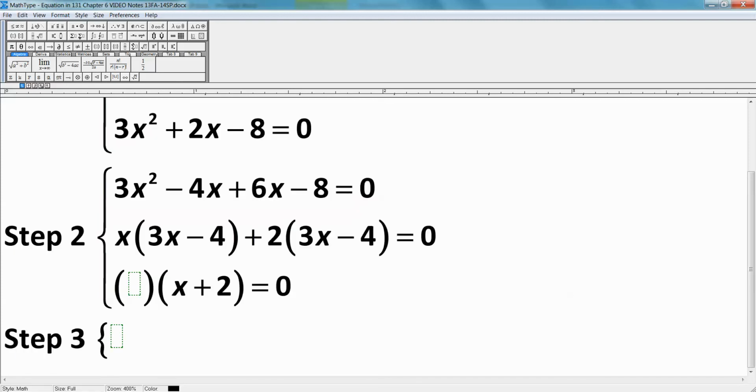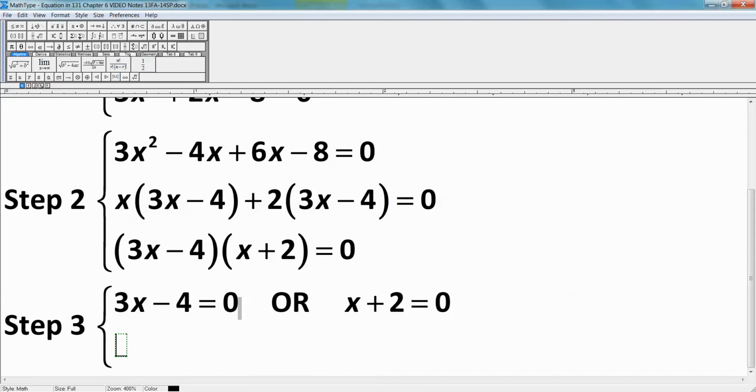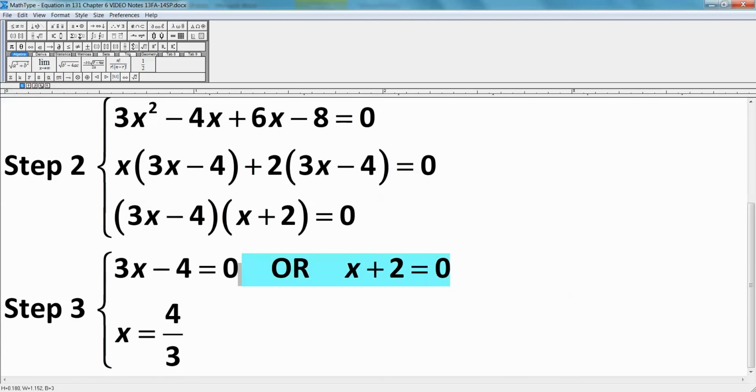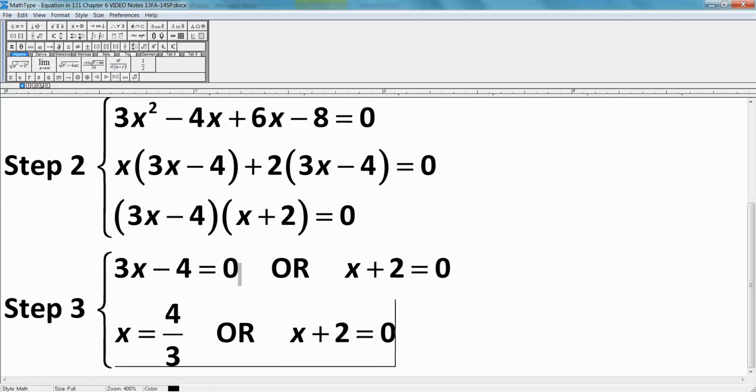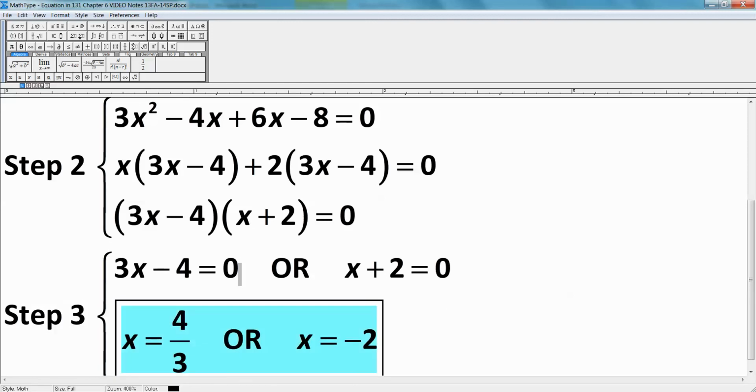So I say, okay, it's either 3x minus 4 equals 0, or x plus 2 equals 0. This first one will take a little bit of work. You're going to have to add 4. So 3x equals 4, so x is equal to 4/3. Or x is equal to negative 2. Now, the 4/3, how I'm doing that is I'm adding 4 and dividing by 3, right? So you add 4 to both sides and then divide by 3, and you'll get 4/3 for that one. Okay, so there are our answers. Done.